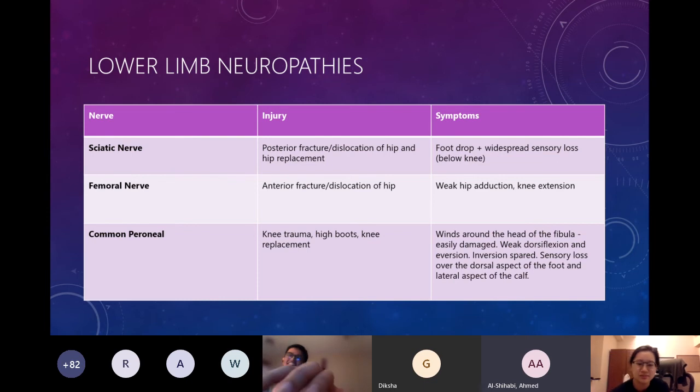L5 root. Oh wait, yeah, it is. So it's specific, but if they can't invert as well as either, you are thinking of maybe compression at the level of L5. It's very specific, has come up in SBAs, is annoying, but keep it in the back of your mind.